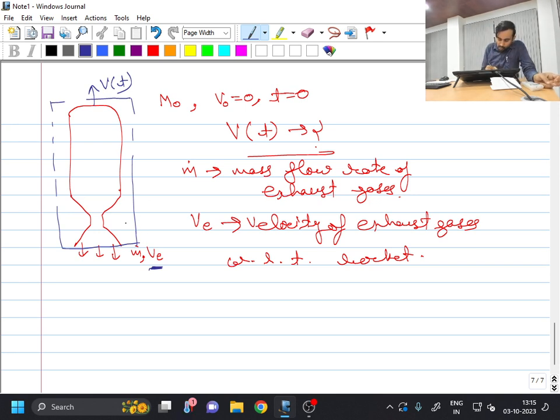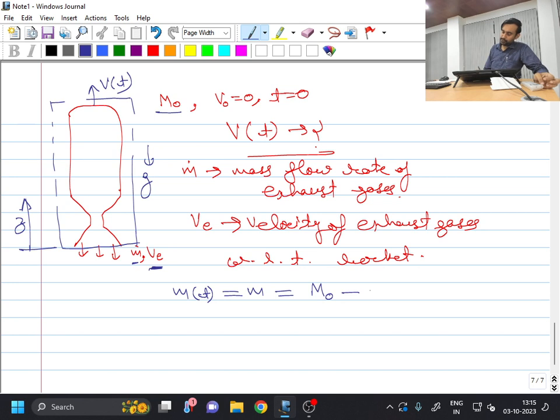Now I can connect a coordinate system over here. Say this is my z coordinate, and gravity is acting in the downward direction. The initial mass of the rocket is m naught, but to calculate the mass of the rocket at any time, m of t, I am writing it simply as m. That will be the initial mass m naught minus m dot times t, which is the amount of mass that has gone out of the rocket during time t. So mass is continuously going out of this rocket.